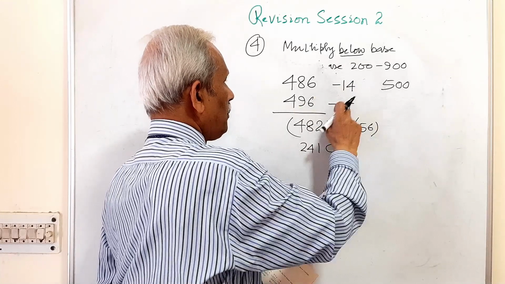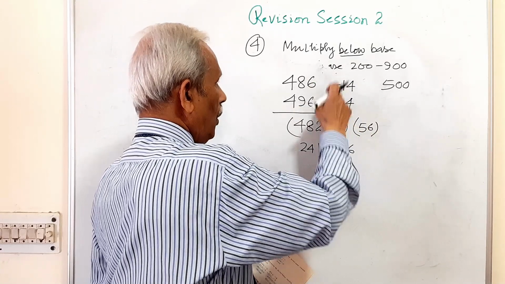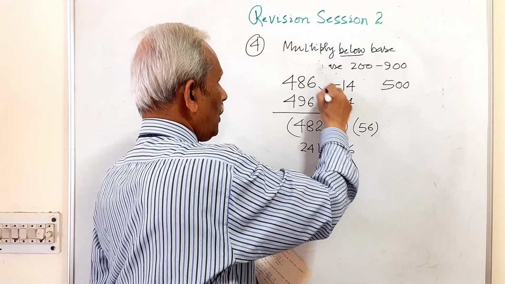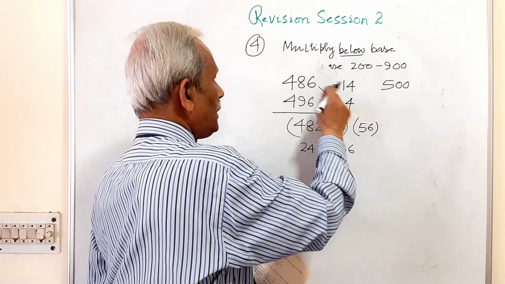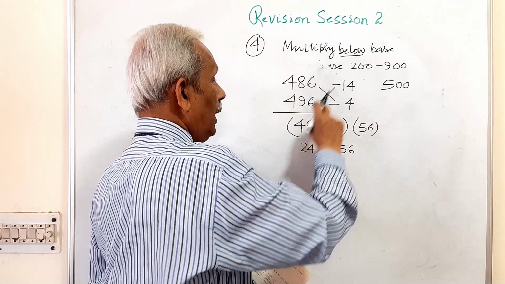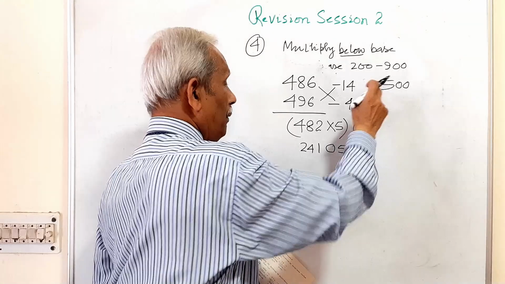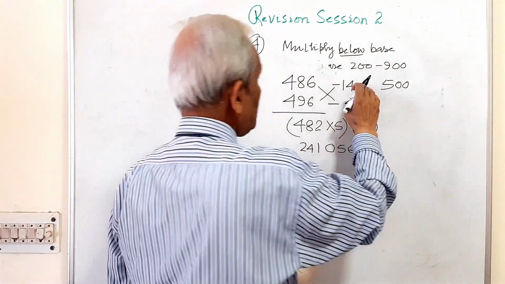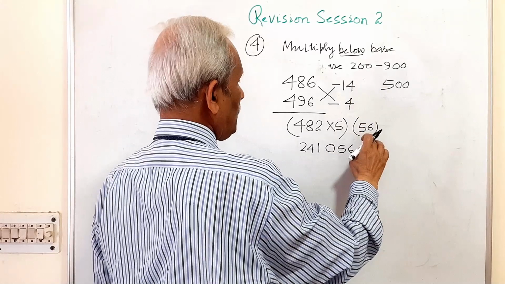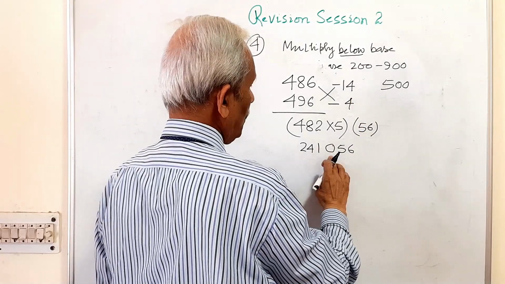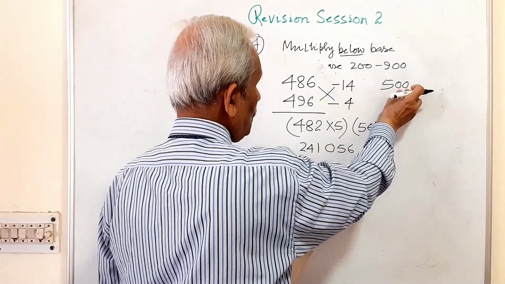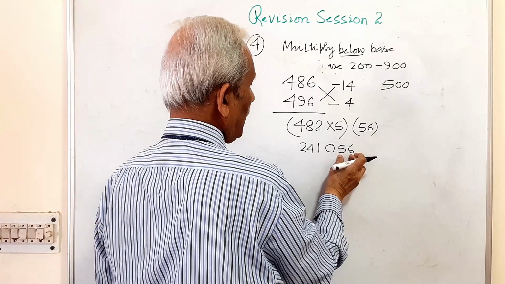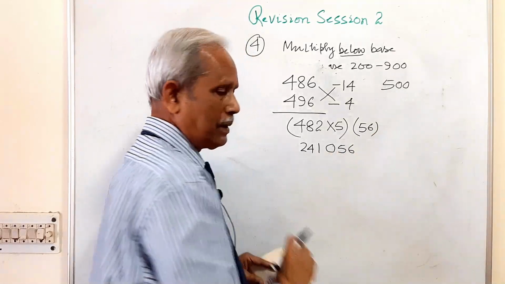486 minus 500 is minus 14. 496 minus 500 is minus 4. Cross subtraction. What do you get? 486 minus 4 is 482, multiply by 5 because the base is 500 here. And the second part of the answer is 14 into 4 is 56. The answer becomes 2410. There are two zeros here, two digits we can write. So 241056 is the answer. Quite simple.